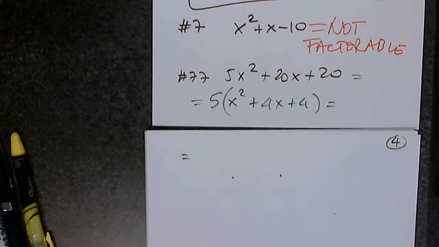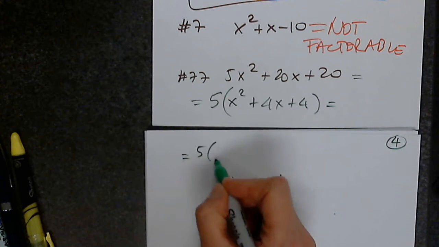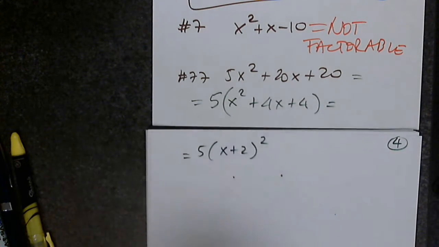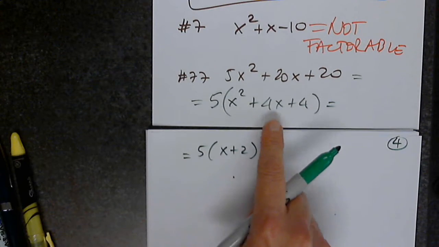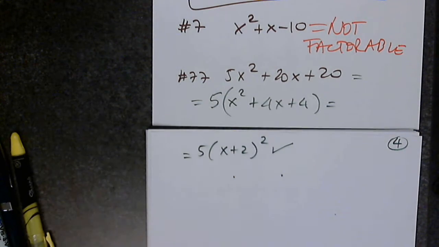How do I address x squared plus 4x plus 4? Correct, because the first term is a perfect square, the last term is a perfect square. I expect this, but I have to check the middle term. 2 times the first times the second, yes.